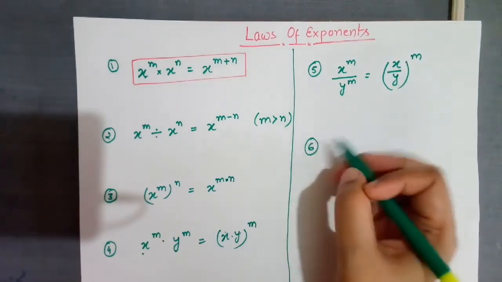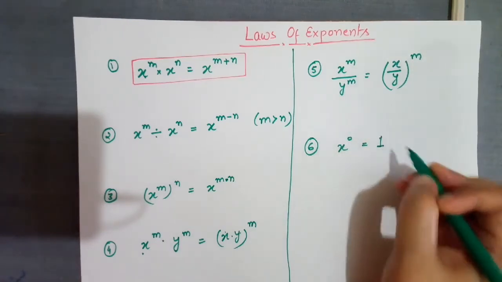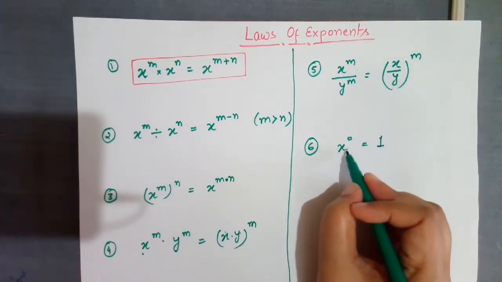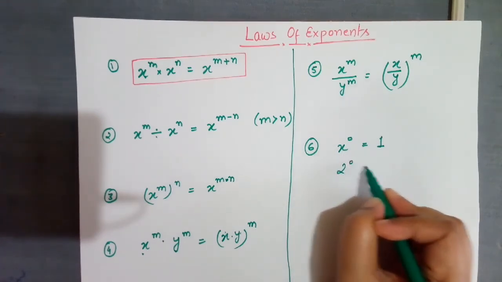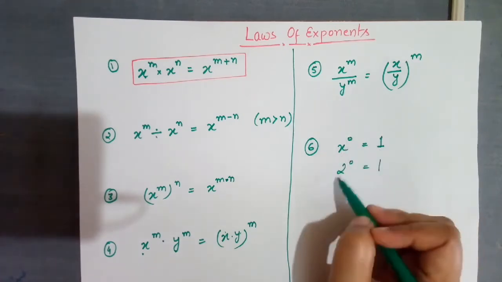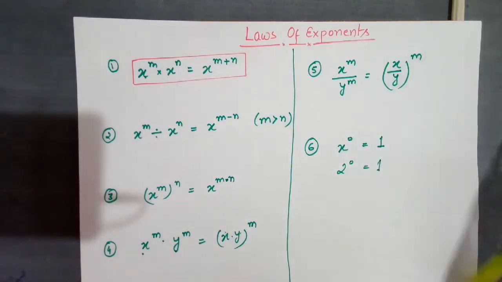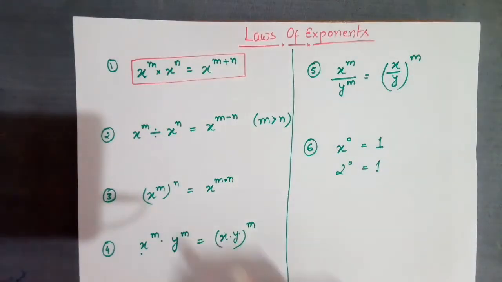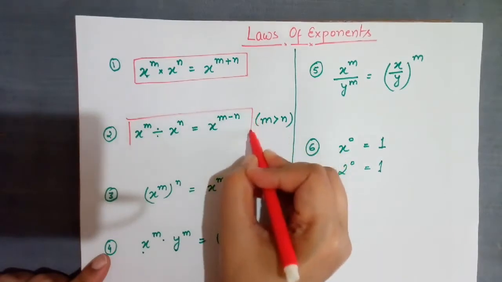And the sixth one is any number to the power 0 will become 1. Here x can be a number or a variable or any number. 2 to the power 0 is always 1. Any number to the power 0 will become 1. Now, these are the 6 laws of exponents.